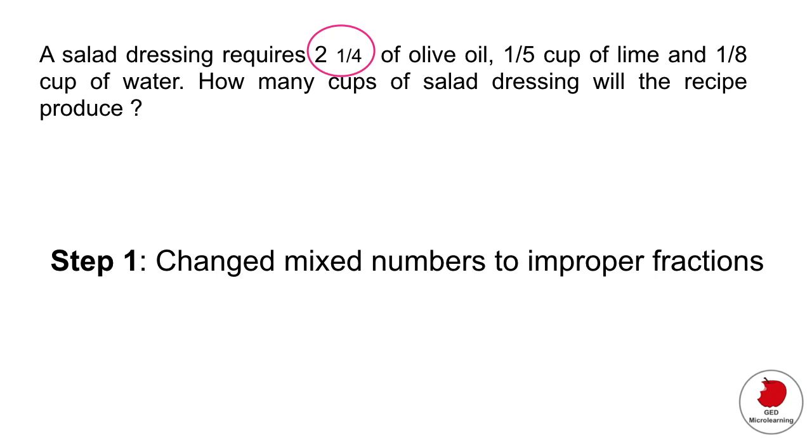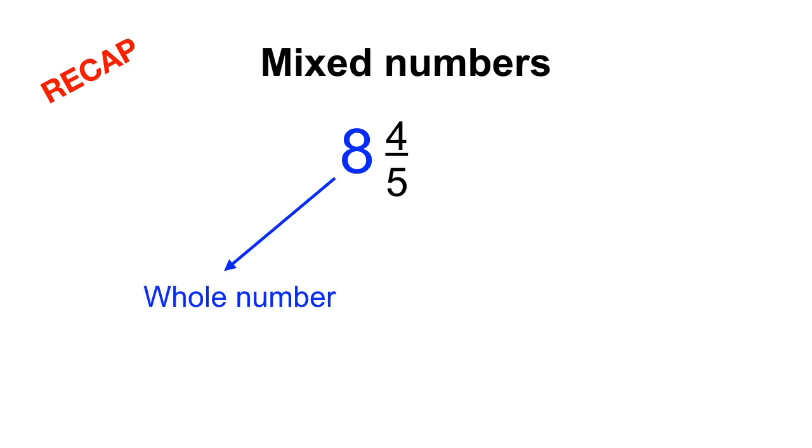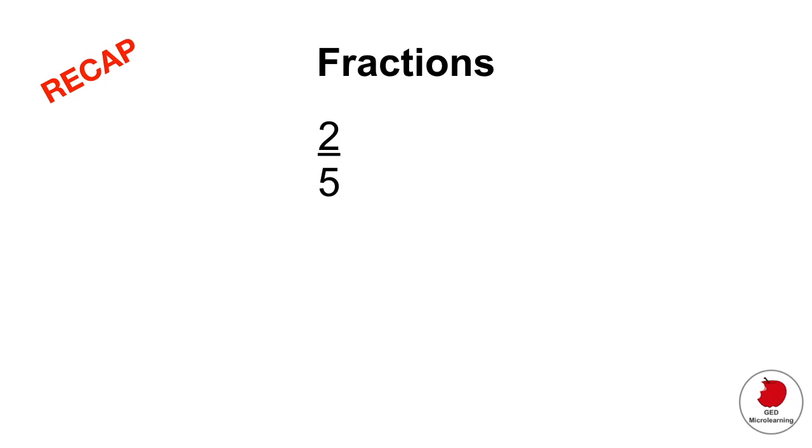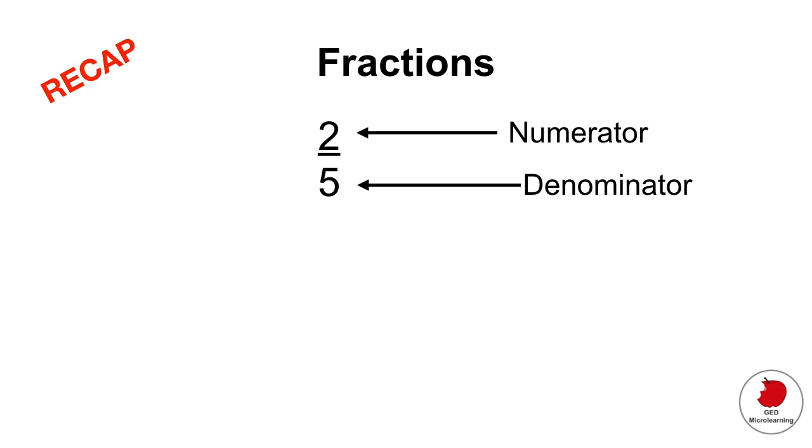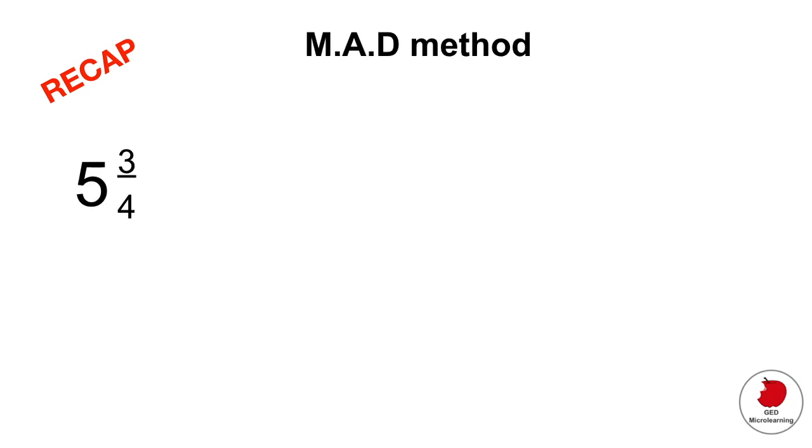So remember that a mixed number is basically made up of a whole number and a fraction. And a quick recap: in a fraction, the top number is called the numerator and the bottom number the denominator. Okay, so how do you change a mixed number to an improper fraction? I use something known as the MAD method.